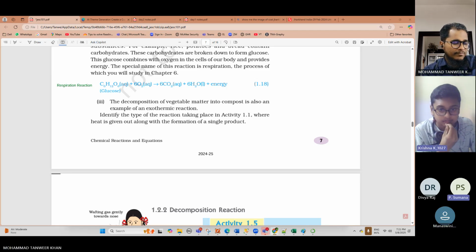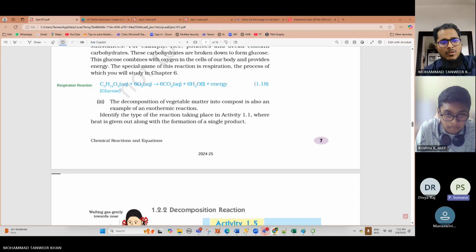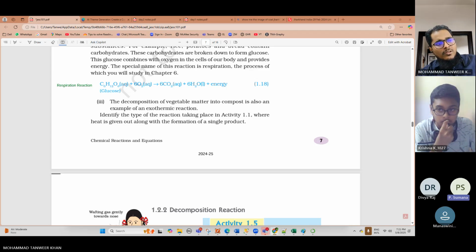Sir, what is released when decomposition of vegetable matter is turned into compost? Can you repeat your question? What is released, like heat or energy, when they decompose vegetable matter into compost? Heat.